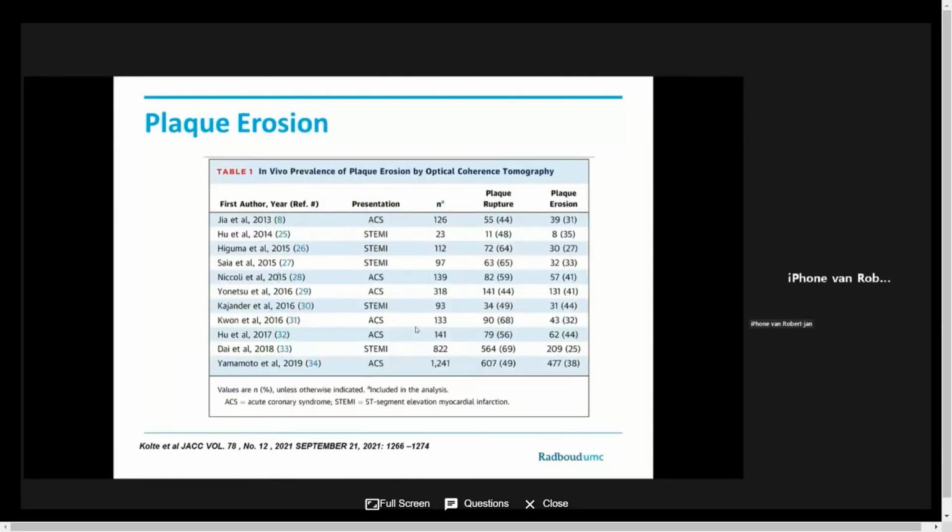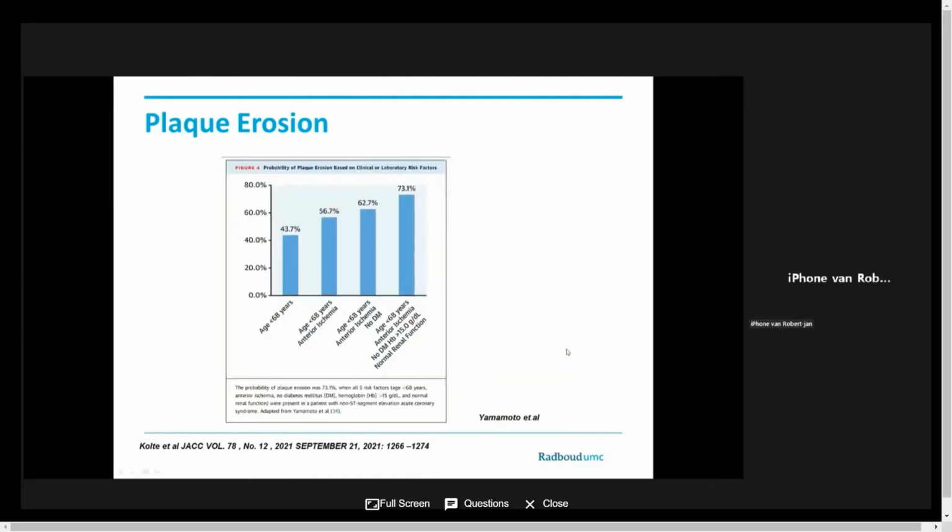Now, how frequent is that plaque erosion? In this publication of this year, they summarize it very nicely. If you look at the OCT series, which is over 1,000 patients, 800 in one series, 1,000 patients in the other series, about 30 to 40% are not true plaque ruptures but were classified as plaque erosions. So it's a really, really frequent presentation.